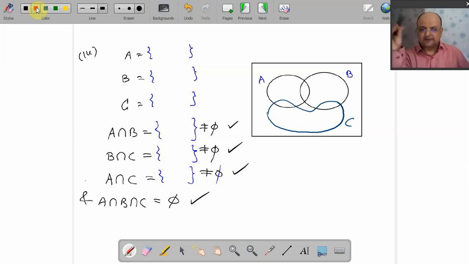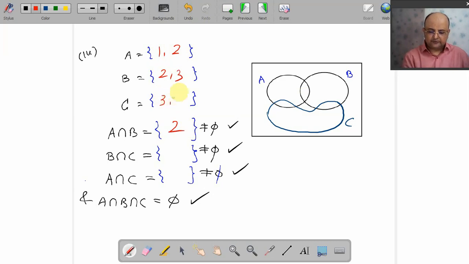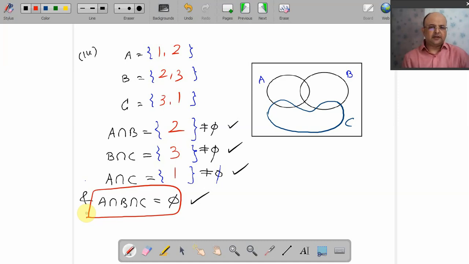So here you can see that A intersection B is not equal to 5, B intersection C is not equal to 5, A intersection C is not equal to 5, but nothing is common in all 3 sets. And the example, well, it is easy. 1 2, 2 3. So obviously A intersection B is the singleton set 2, which is not equal to 5. This is 3 1. So B intersection C is 3, which is not equal to 5. A intersection C is 1, that is also not equal to 5. But if you observe, nothing is common in all A, B and C.